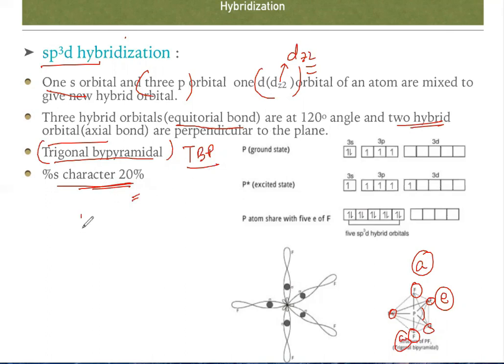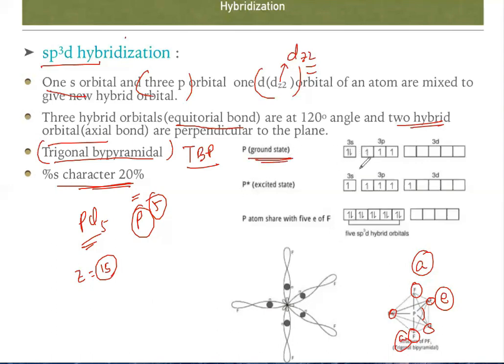Let us take the example of PCl5. As we already know, phosphorus has 5 outermost electrons. You can do it by drawing its electronic configuration. As we already know, Z is 15. So 1s2, 2s2, you can do it. And I am talking only about the last valence electrons. So in the last shell, you will see 3s2, 3p3 and 3d is 0. Okay. So this is the ground state of phosphorus.